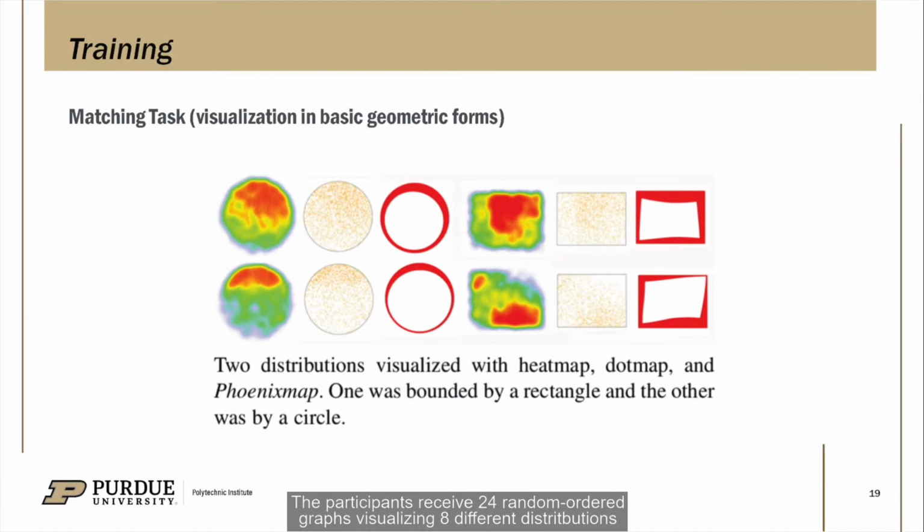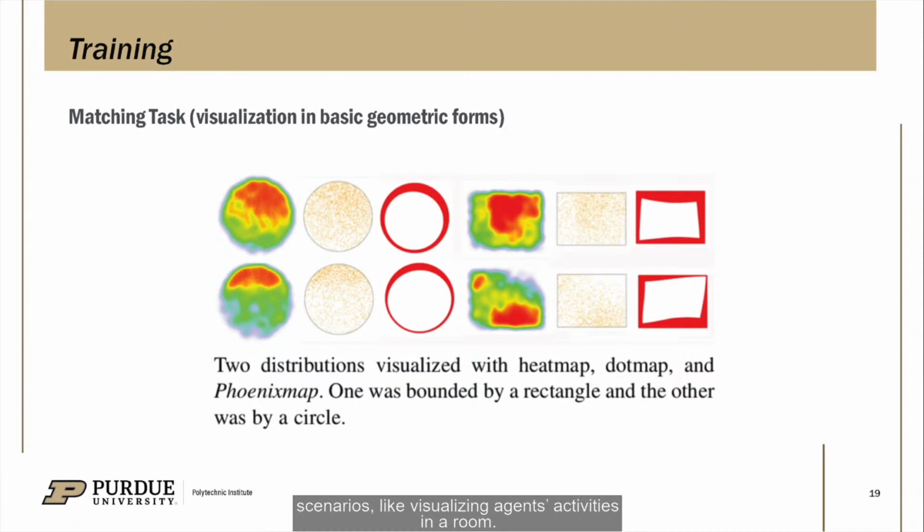The participants received 24 random ordered graphics, visualizing 8 different distributions in dot map, heat map, and Phoenix map. The users are asked to link the graphics visualizing the same distribution together. For illustrating purposes, all the distributions are bounded in irregular geometries like a circle or rectangular. They are simulating the usage in real-world scenarios like visualizing agents' activities in a room.